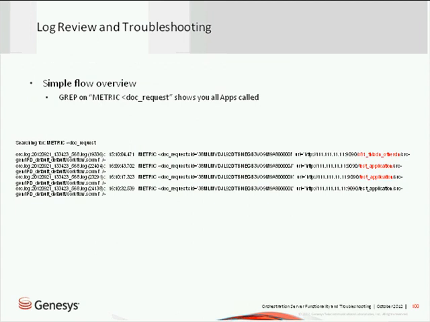So if you grep on metric doc request, it actually gives you all the applications that you're calling. So if you're doing some testing, or if you're looking for a specific application in the log and you don't know what call it is, if you do a grep on metric doc request, it'll return all the applications that are being called, or all the URLs. And from that, you can grab the application that's actually going to be called.